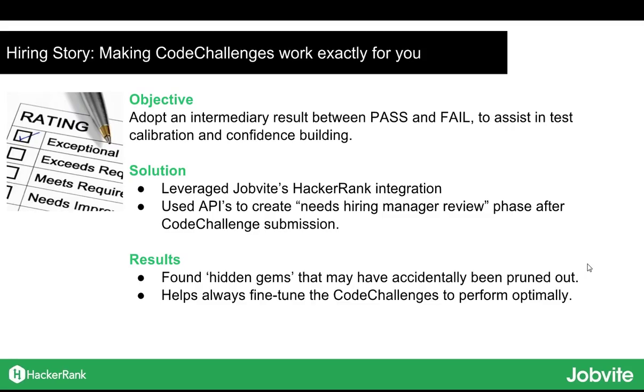So we used HackerRank's APIs and Jobvite's APIs to create an intermediate phase where we can set up custom thresholds. We can say, if it's above threshold 1, advance it, and if it's below threshold 2, reject it. But anything in between, flag it for the hiring manager to take a look at. And that's helped us find a couple of hidden gems that we might have otherwise overlooked, and it's really helped us to fine-tune those code challenges even more. So it's really the synthesis of these two systems that's allowed us to have a very quick and efficient recruiting process.